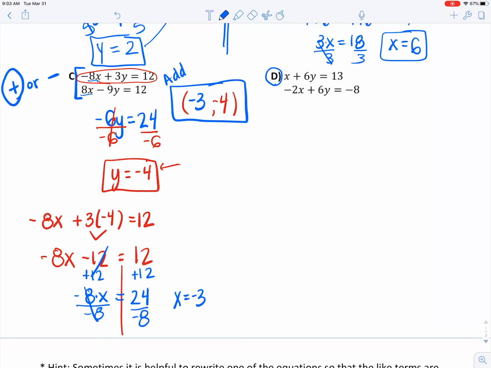Okay, letter D is just the same style. What I would like you to do is pause this video, give it a try on your own, and then check your answers with what you see in the teacher's notes.